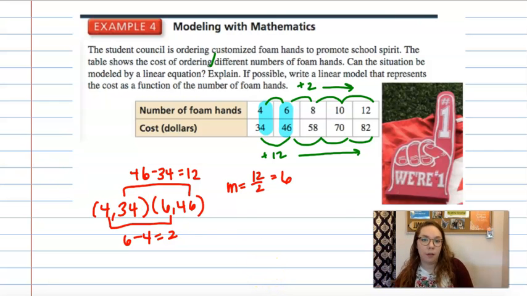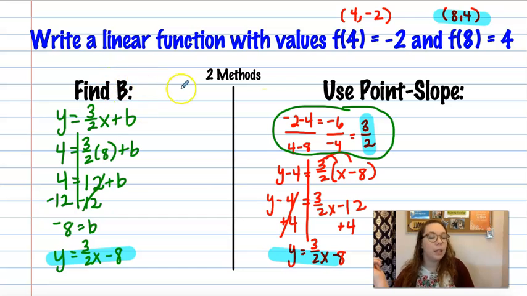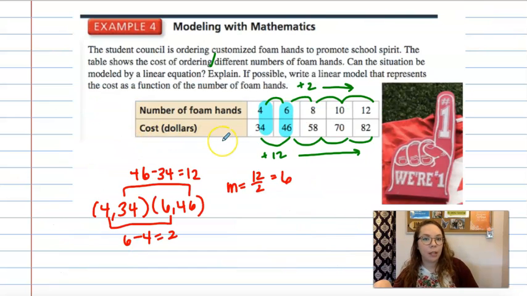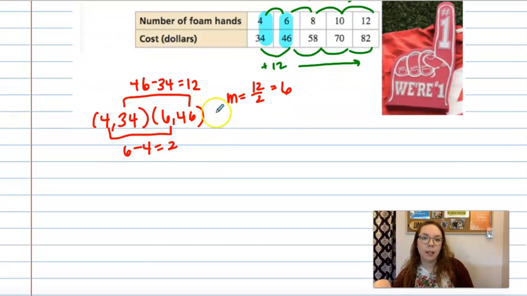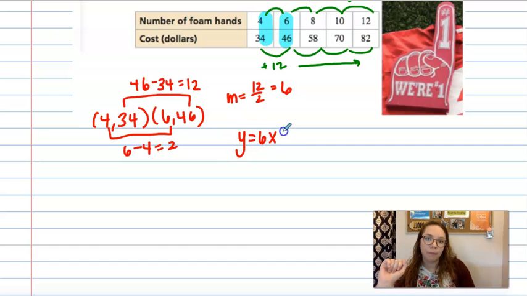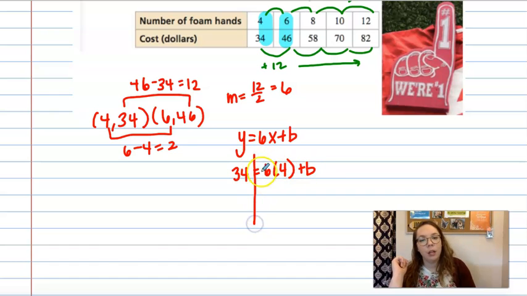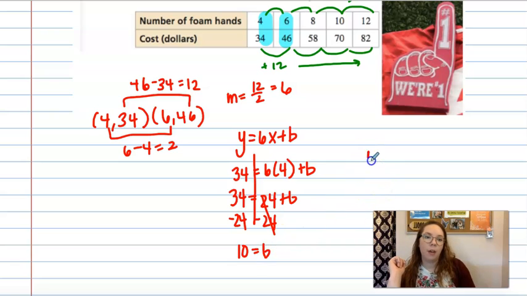Then you can use either method from the last slide. So I'm going to go ahead and show you find b because I've shown you two examples of using point-slope. I'll show you another of find b. So I know that my slope is 6. And then I can use one of my points. So let's say I use (4, 34). I'm going to plug in 34 for y and 4 for x and solve for b. So 6 times 4 is 24. And then I'll subtract 24 from both sides, which will give me 10. So my equation will be y equals 6x plus 10.